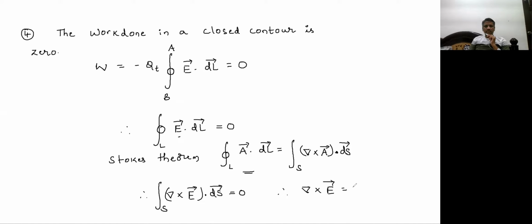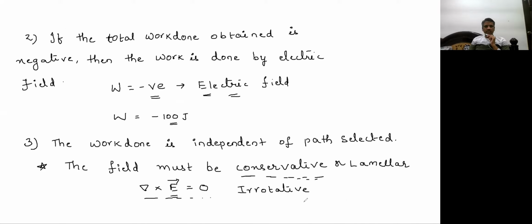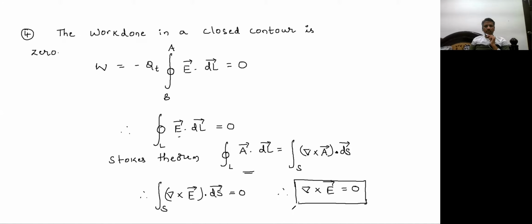So just now in the previous point, I mentioned that when del cross E is equal to 0, that field is said to be a conservative field. And now, if the third condition has to be satisfied, the field must be conservative. And in the fourth condition, we have got that del cross E is 0. That means E is called a conservative field.